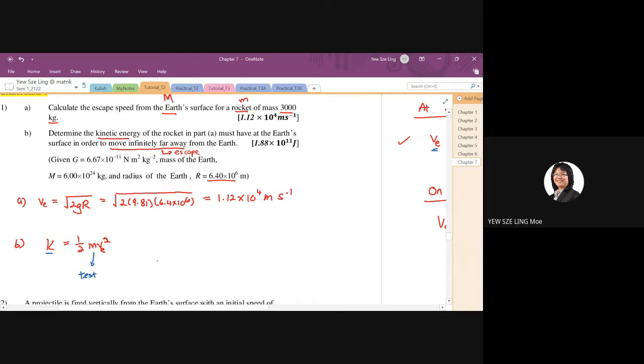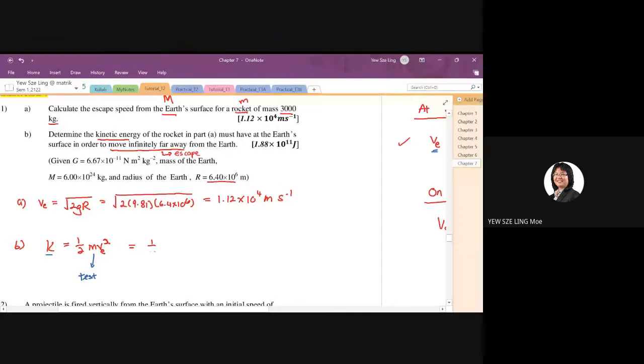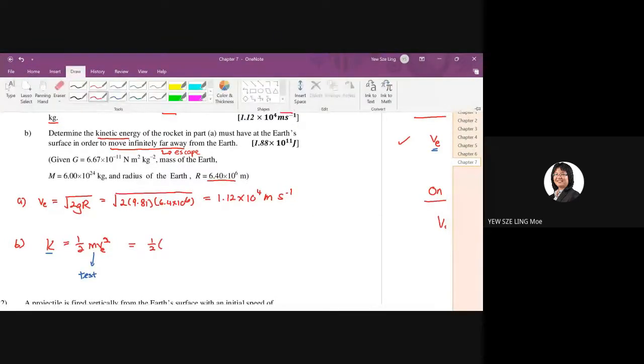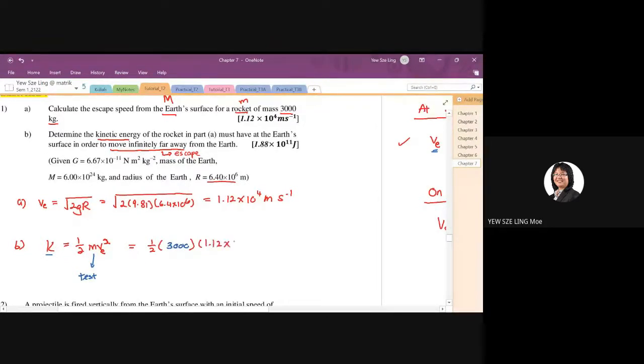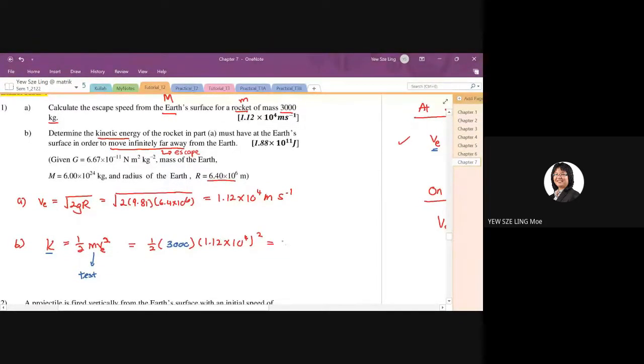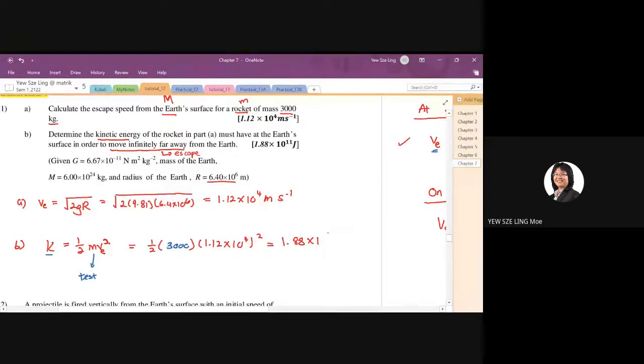The Earth is not moving, so there is no point in calculating the kinetic energy for it because the velocity is 0. Now, this escape velocity belongs to the rocket. So this K, you calculate by using escape velocity. Therefore, for m, you use the mass of the rocket, the object that is in motion. So it equals 1 over 2, the mass from questions A, 3,000, times 1.12 times 10 to the power of 4 squared. So eventually you obtain 1.88 times 10 to the power of 11 joule.